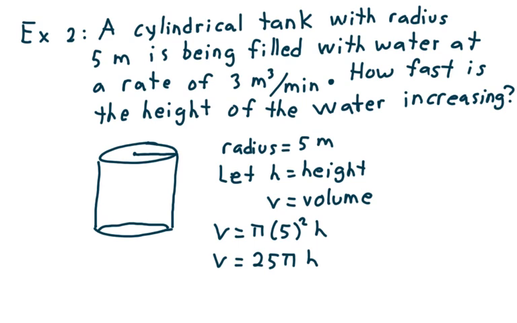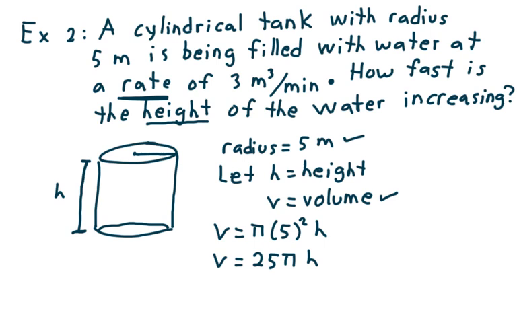Let me back up one step. When I look at rate, that's a rate of change, and we want to be thinking derivative. So it says, how fast is the height of the water increasing? The radius is fixed. That's 5 meters. I'm going to let h equal the height of the tank, and we're going to let V equal the volume.